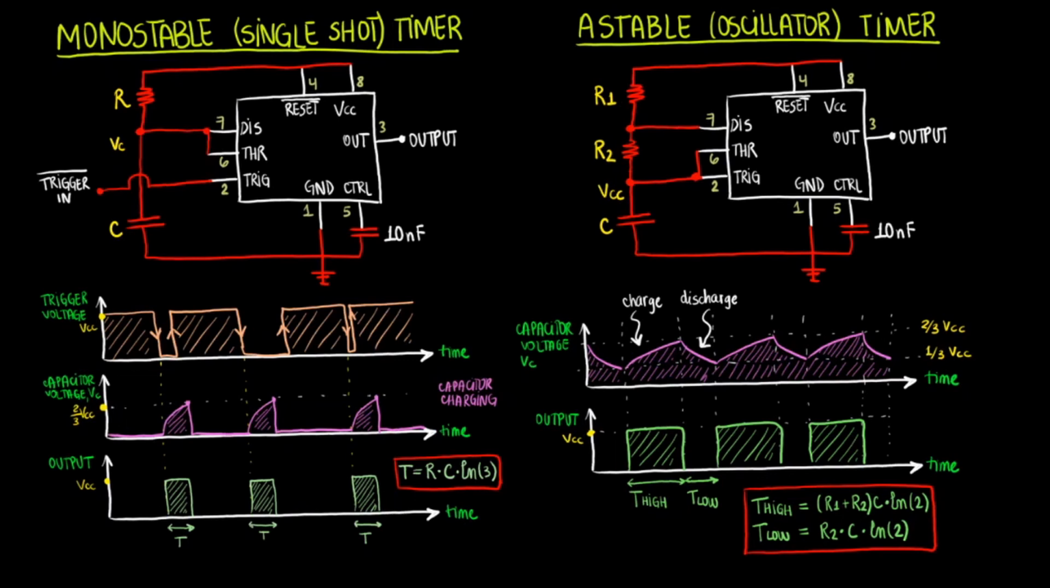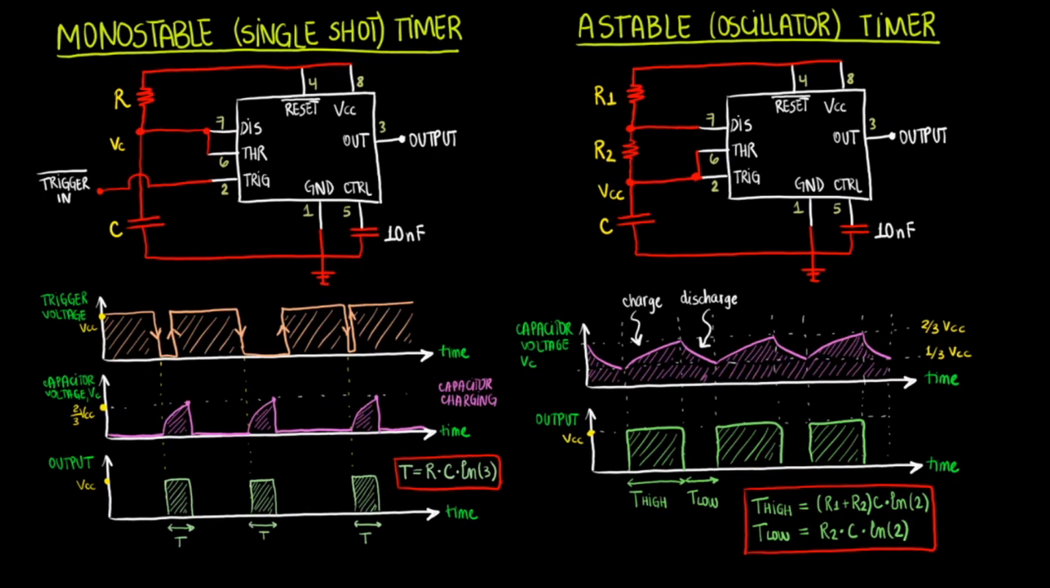With the astable timer, once the trigger falls below 1/3 VCC, the output goes high, and the capacitor begins to charge. The capacitor continues charging until the capacitor voltage is 2/3 VCC. At that point, the output falls back down to 0, and the capacitor begins to discharge. The capacitor will keep discharging until the capacitor voltage hits 1/3 VCC. When this happens, the output will be triggered again and the next pulse will be generated, restarting the cycle.